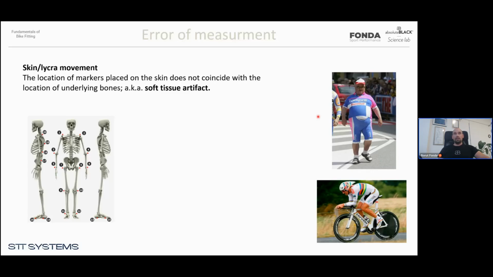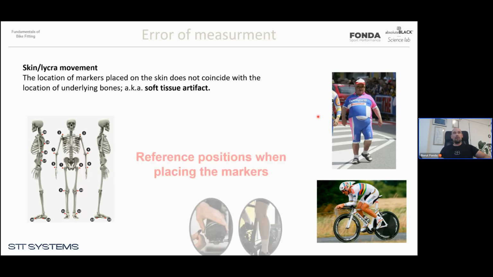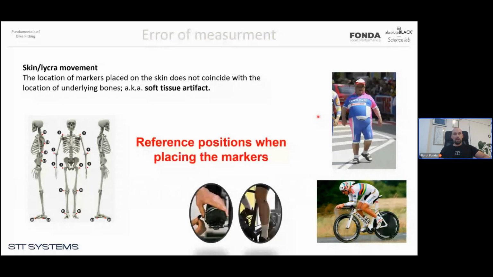There, of course, is a certain error of measurement. We cannot say there is no error of measurement, but it's got nothing to do with the system per se, it's got to do with the experimental setup. For example, when you place the markers which the motion capturing system will detect and record, these markers are, in some cases, attached to the skin. In some cases, they're attached to the lycra. And lycra moves, skin will be moving because it travels over the bone. It needs to be flexible. So what you have to do is follow certain guidelines that the manufacturer provides and place the reference positions when you're placing the markers.